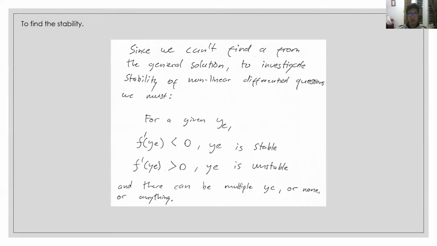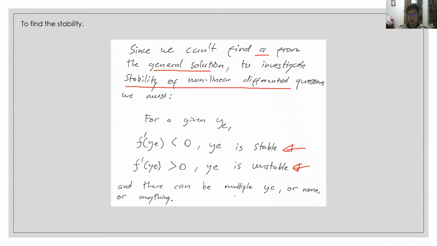Now that we know all of this, since we can't find a solution from the general solution in a nonlinear case, we have to investigate the stability using the first derivative of f with ye inputted into it. When the first derivative of f at ye is smaller than 0, ye will be stable. And if the first derivative is bigger than 0, ye will be unstable.